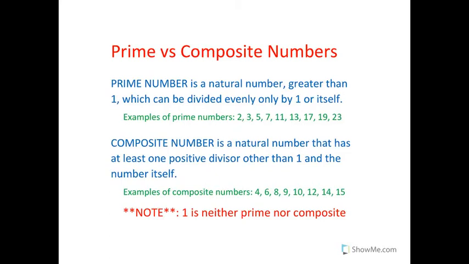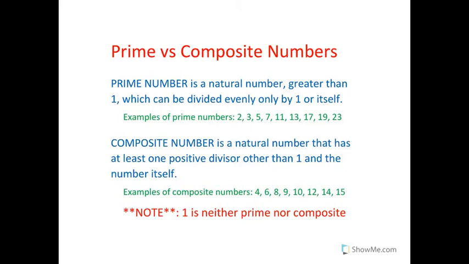Composite numbers are also natural numbers, and they have at least one divisor other than 1 and the number itself. So, for example, 4, 6, 8, 9, 10, 12, 14, and 15, and again, to name just a few. So if we look at the number 4, it is divisible by 1, it's divisible by 4, and another number, such as 2. The number 6 is divisible by 1 and itself, 6, and two more numbers, 2 and 3, and so on and so forth.